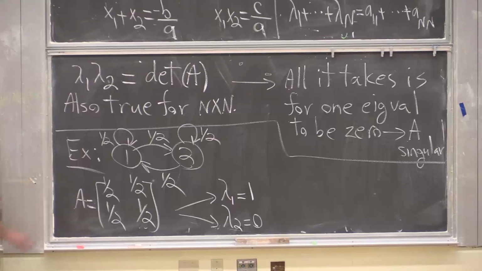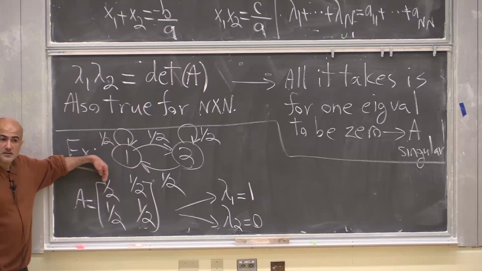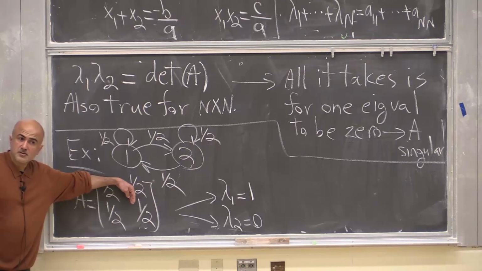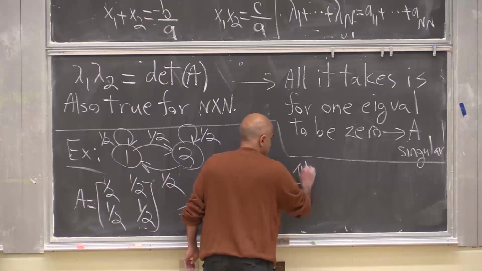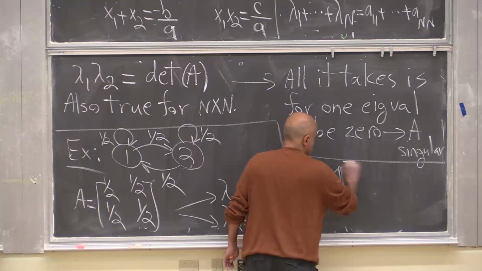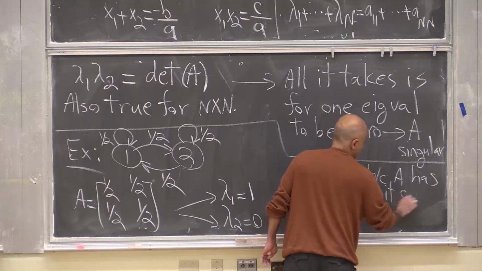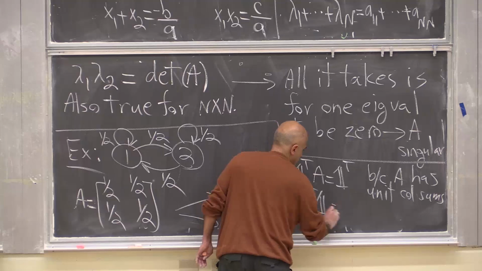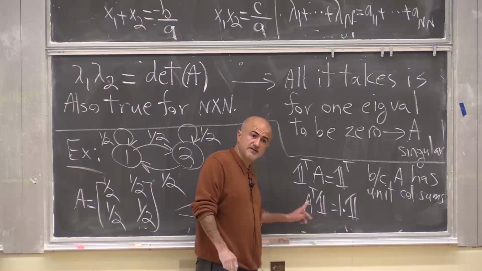There's another way to look at it. If I multiply this matrix on the left by the all ones vector, 1, 1, what am I going to pick up? The column sum. Each of the columns sums to 1. So if I do this, I get this, because A has unit column sums. Now if I transpose this, I get A transpose times 1 equals 1 times 1. So the number 1 is an eigenvalue of A transpose.